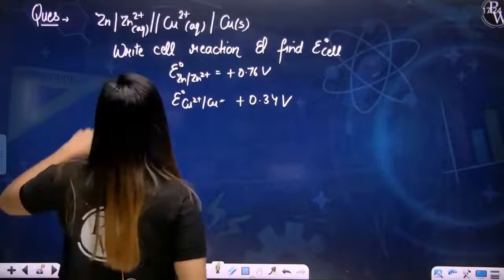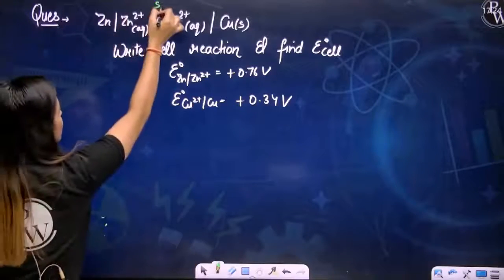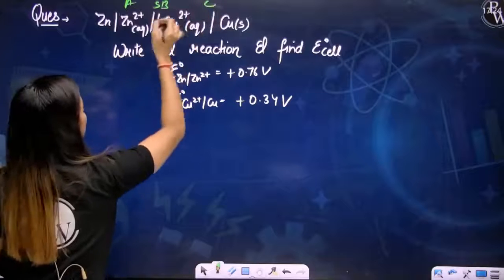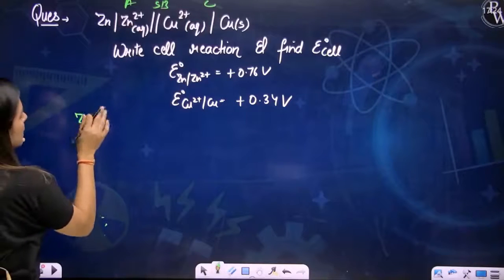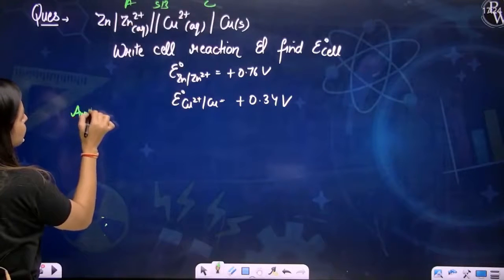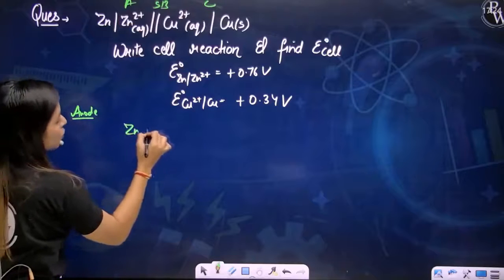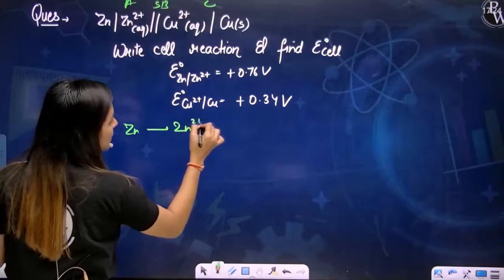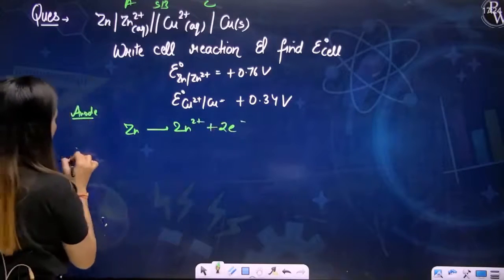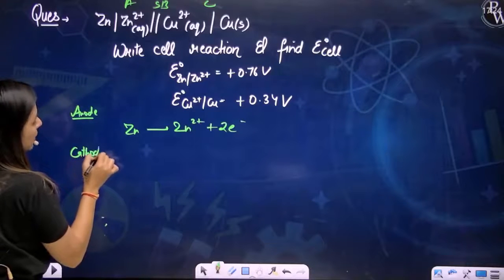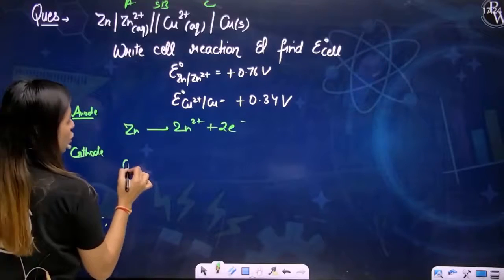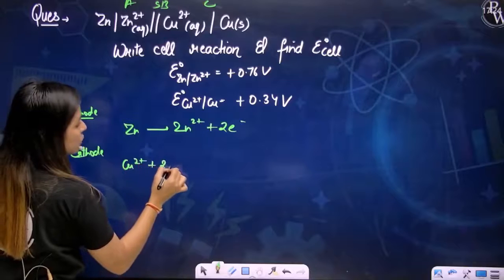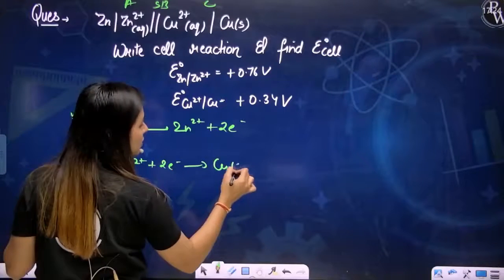Okay. So now I know that this is my salt bridge. This is anode and this is cathode. So here oxidation will be taking place. So my anode reaction will be zinc goes to zinc 2 plus plus 2 electrons. And if I talk about cathode, then reduction takes place. That is my cathode. So copper 2 plus will be gaining 2 electrons and it will give me copper solid.